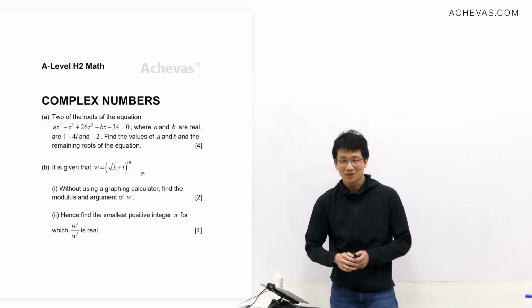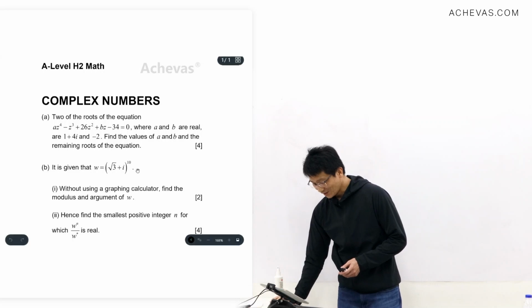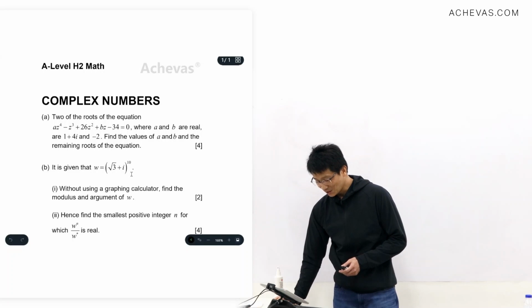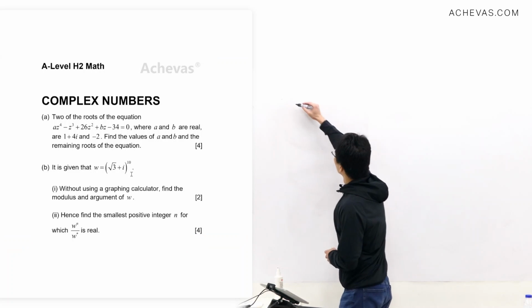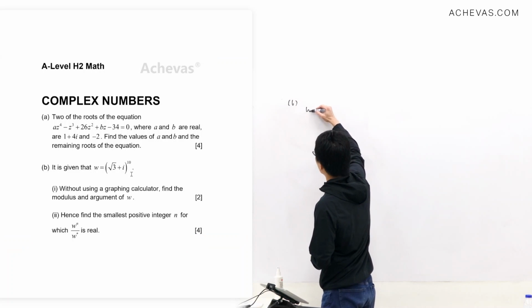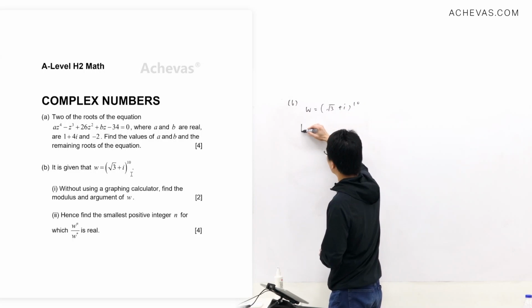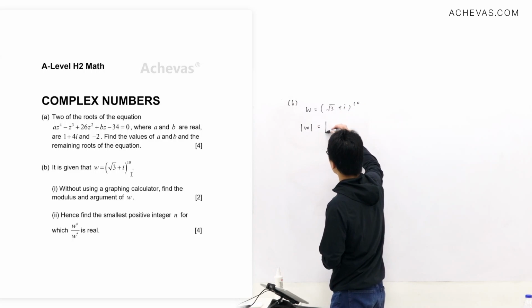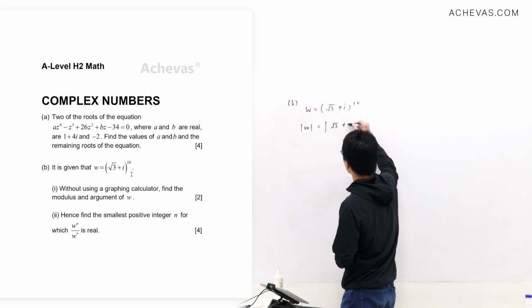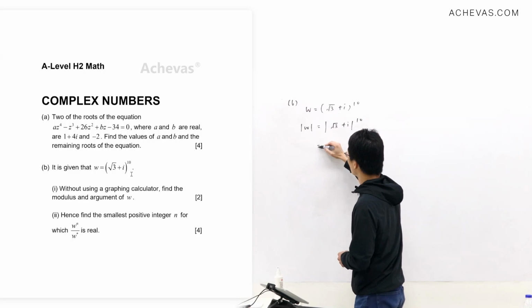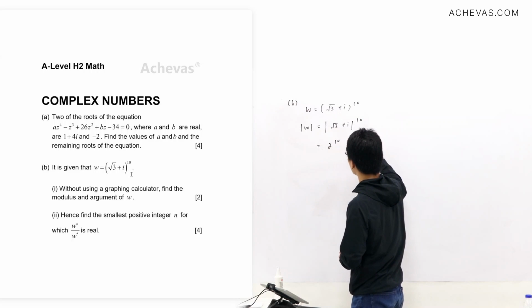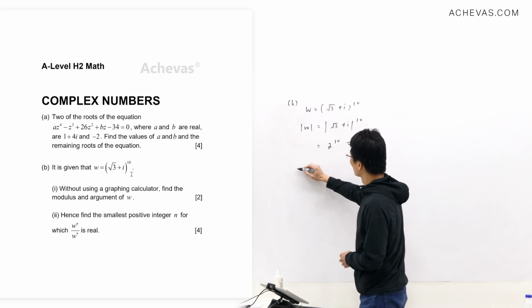Okay, so let's take a look at part B of the question. It's given that w equals square root 3 plus i, to the power of 10. Without using a graphical calculator, find the modulus and argument of w. So we have w equals square root 3 plus i to the power of 10. Modulus of w will just be modulus of square root 3 plus i to the power of 10, which will just give me 2 to the power of 10, which is just 1024.